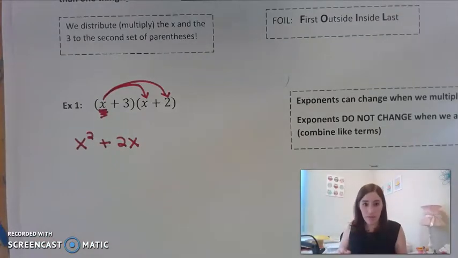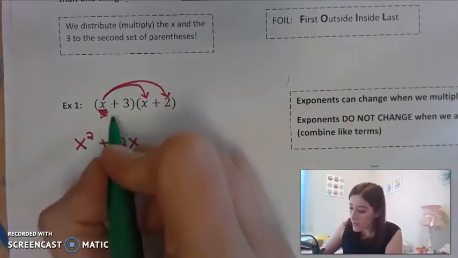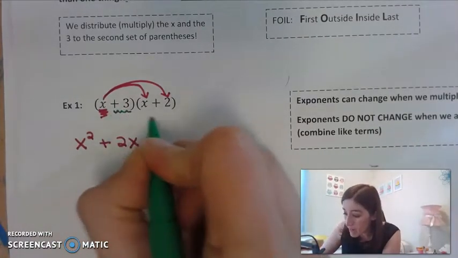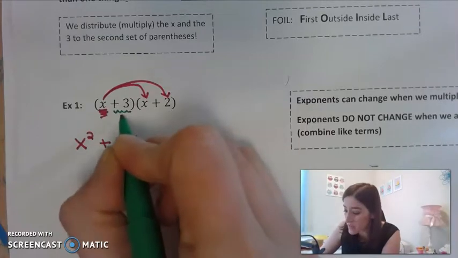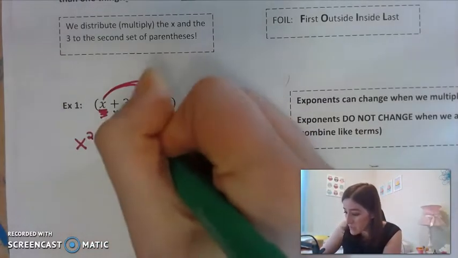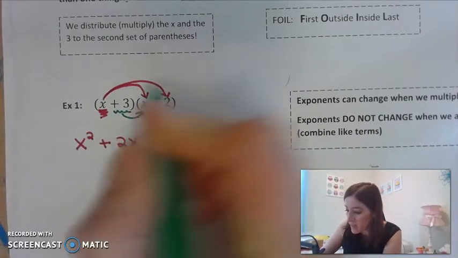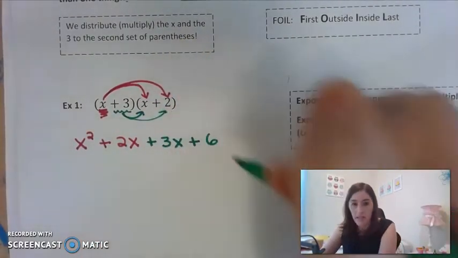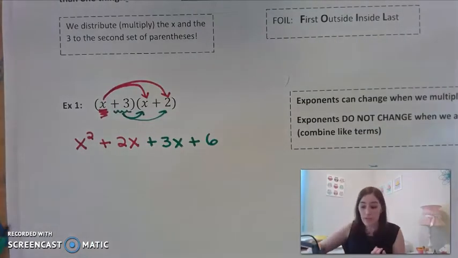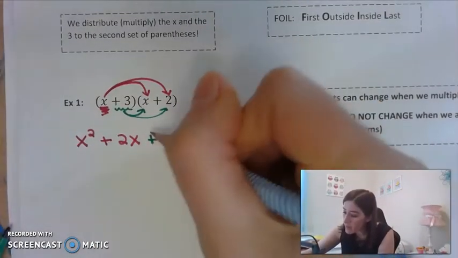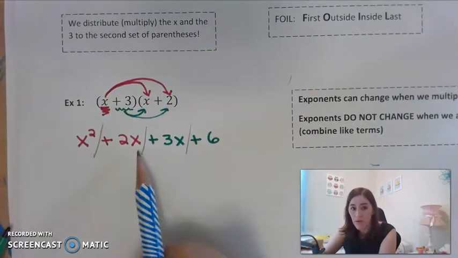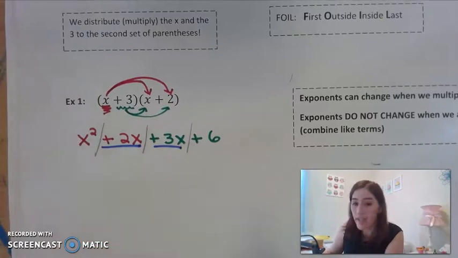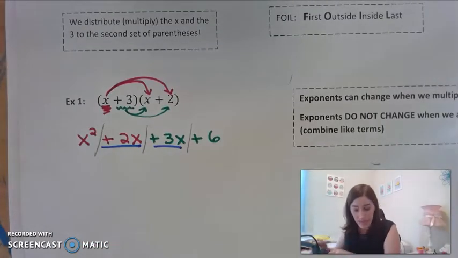Now I've got to do the same thing with the second term. So I've got a positive 3, so make sure you take that sign with it, and I'm multiplying it to the second set of parentheses. 3 times x gives me a positive 3x, and 3 times 2 gives me a positive 6. So now that we've done double distribution, if you notice, I have a pair of like terms in the middle. I have a couple of regular x's, 2x and 3x. So now I need to combine some like terms.